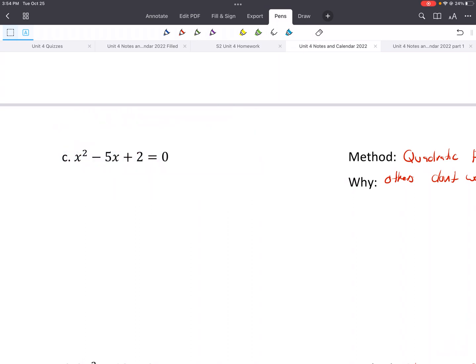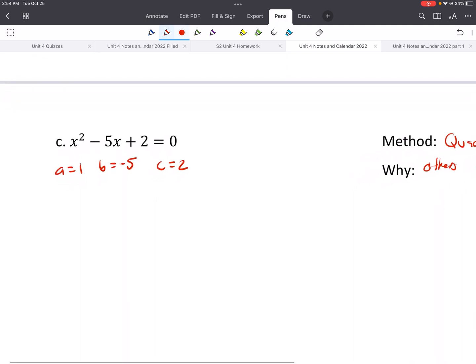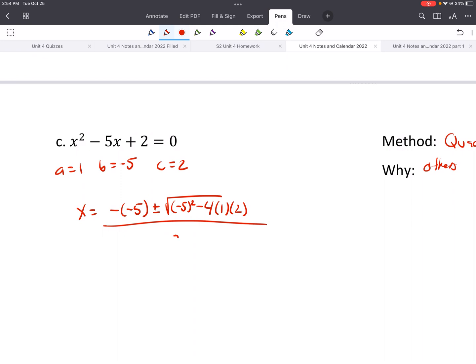Okay, so quadratic formula. Again, standard form, everything on one side. Check. Identify a, b, and c. A is 1, b is -5, c is 2. And then plug in. So x equals negative b plus or minus the square root of b squared minus 4ac, all over 2a.